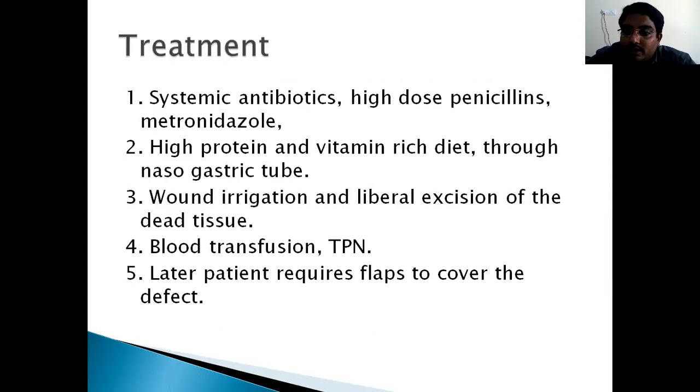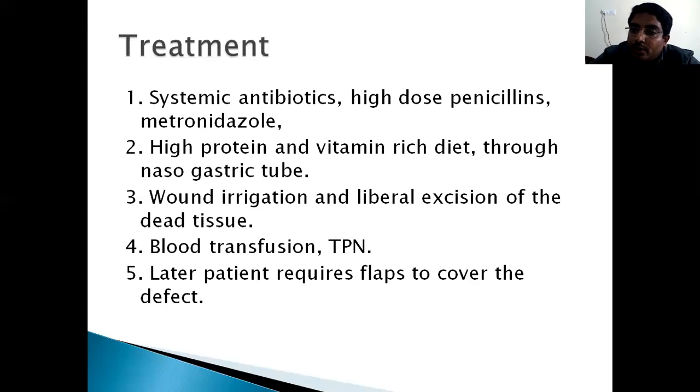Then the treatment. First, we will give systemic antibiotics, a high dose of penicillin and metronidazole. As I told you about the vitamin deficiency, you give supplementation of vitamins, and a high protein, vitamin-rich diet through a nasogastric tube. Why a nasogastric tube? If it is painful and gangrenous tissue is present, and the patient is unable to take food, then we will go for the nasogastric tube. We will put a Ryle's tube and give the diet through it. Then wound irrigation and local excision of the dead tissue, which is called excision of the dead tissue.